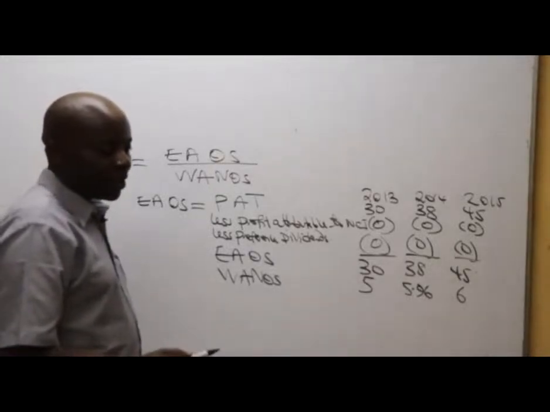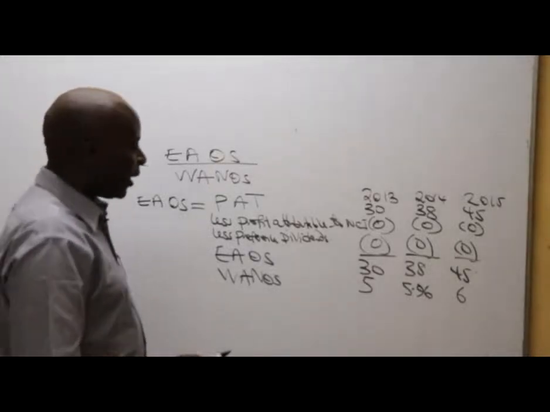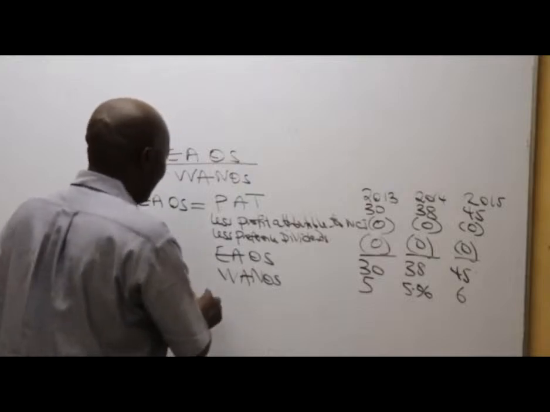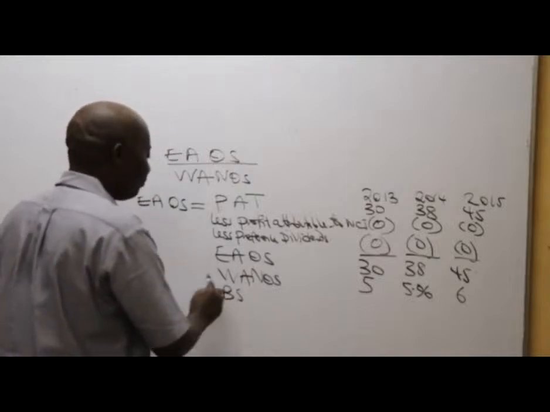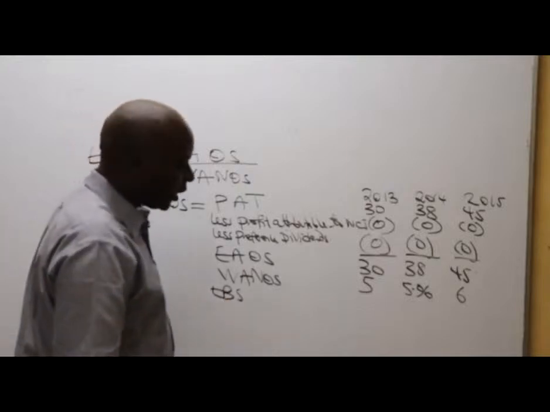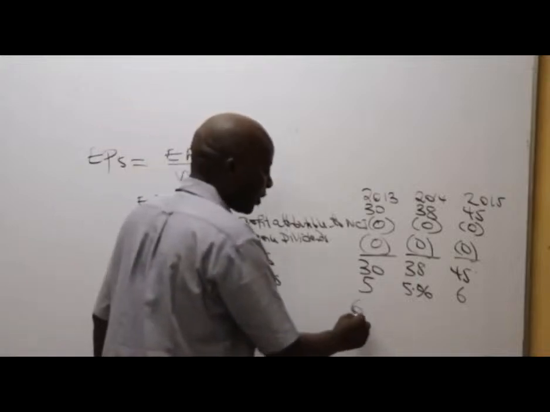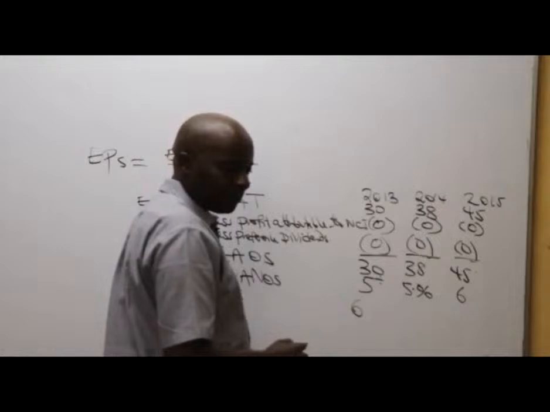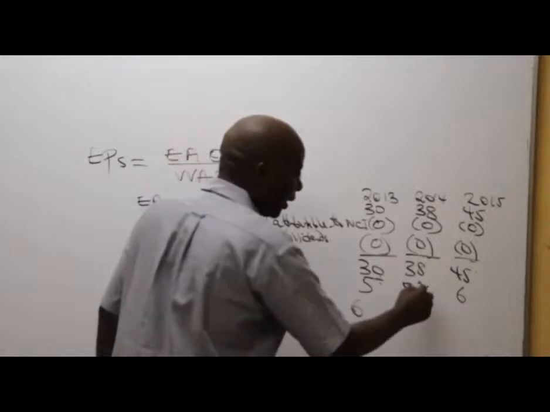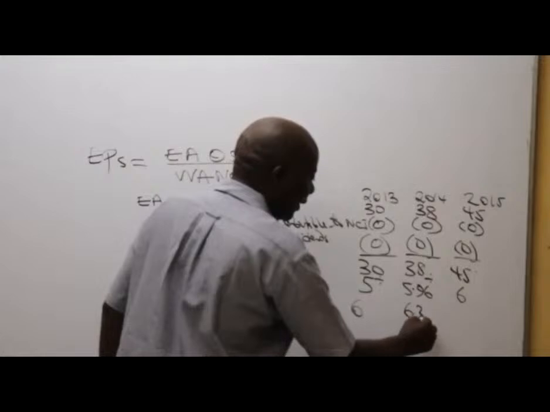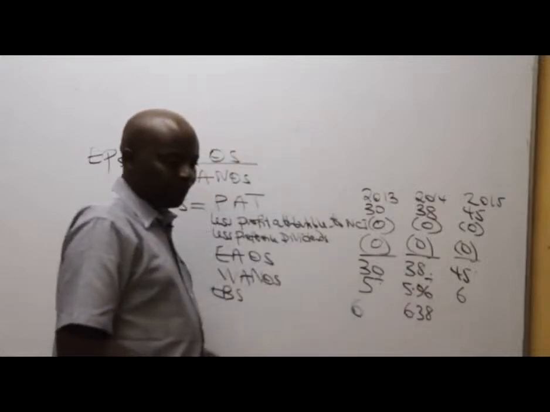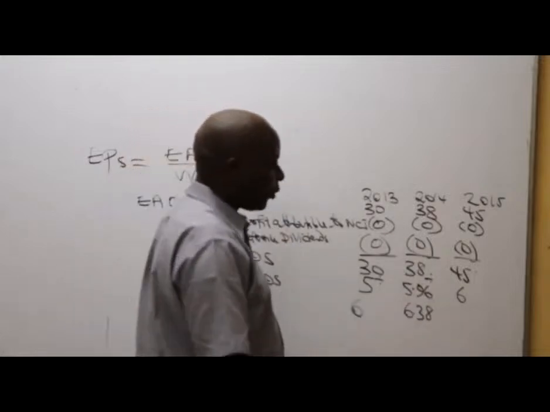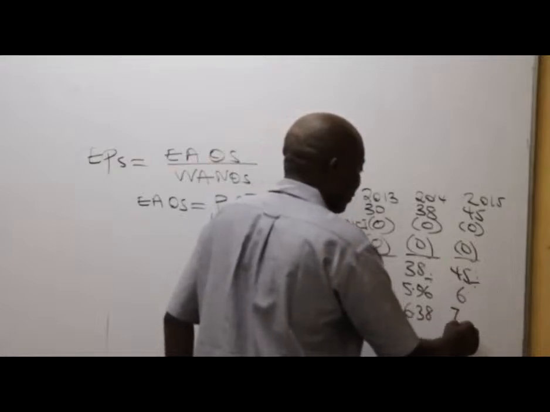So Obadia Mulinge ananiambia kwamba the basic EPS for 2013 is 6. Tumedivide. The second one, ukidivide, unasema ni 6.38. Ya mwisho number ni 7.5.